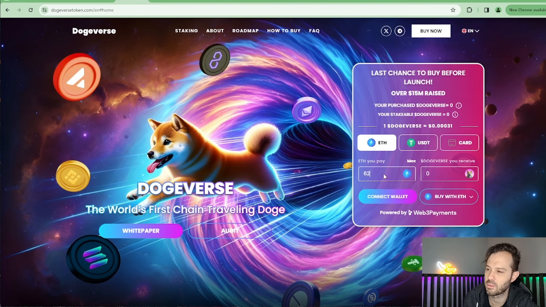It is very, very simple to buy. After connecting your wallet, you're simply going to type in the amount that you want to buy. And then this button's going to say swap or buy at this point. And you're simply going to click the buy button.